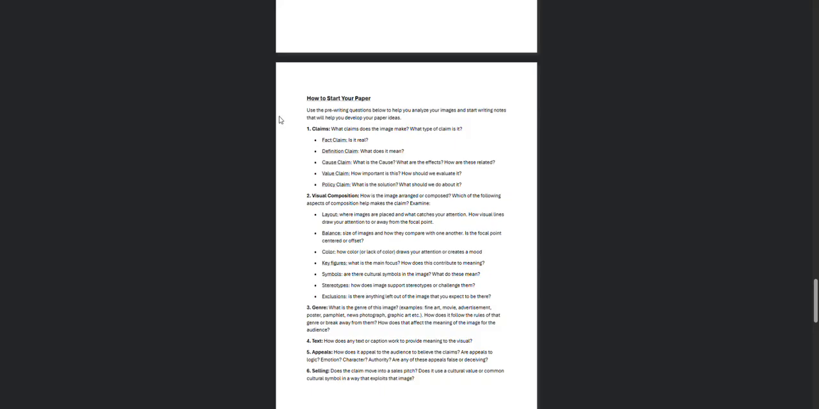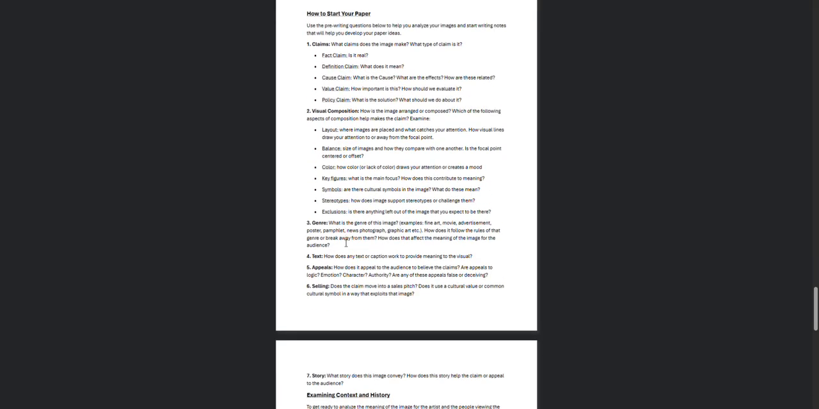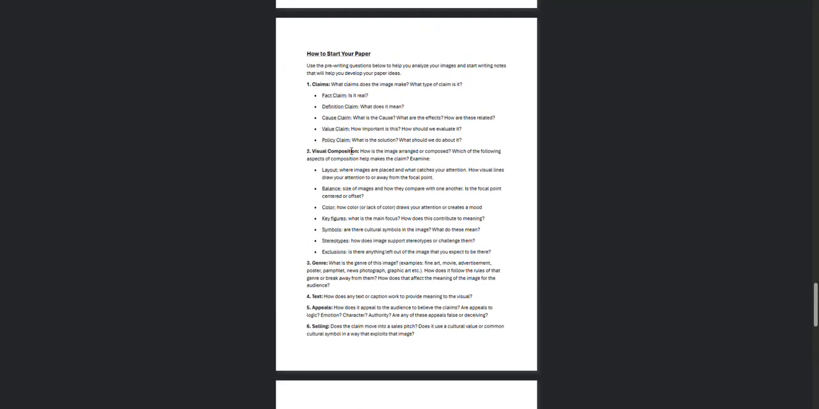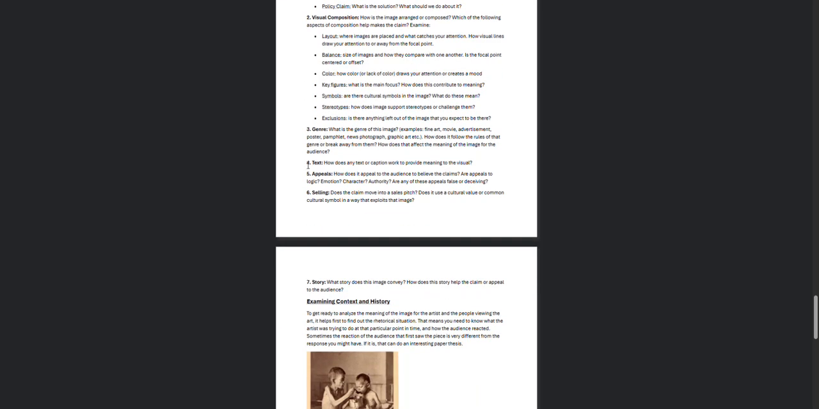Then how to start your paper. It talks about making your claim, which would be your thesis statement, which is what you claim the message of the image is. And then the visual composition. This is where you're going to describe the image. Does it have any appeals? Is it appealing to your emotions? Is it appealing to authority?